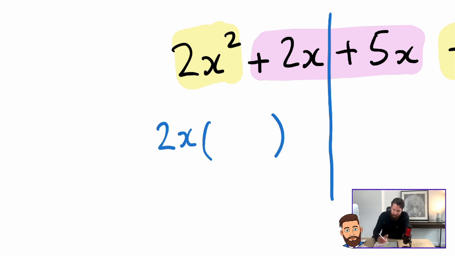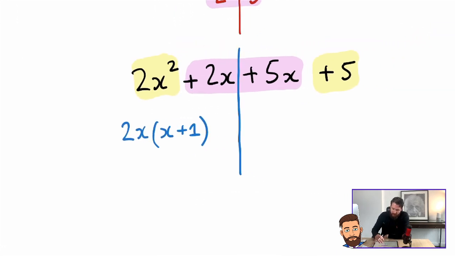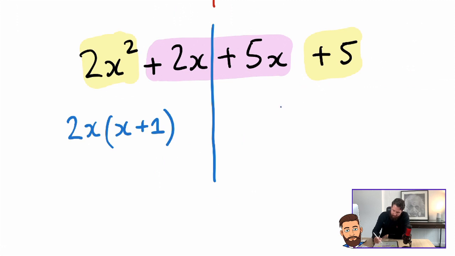Now you need to work backwards. What would I times 2x by to get 2x squared? Well, that would be x. What would I times 2x by to get 2x? Well, clearly plus 1. And that's that side factorized. Now we need to factorize the right-hand side.